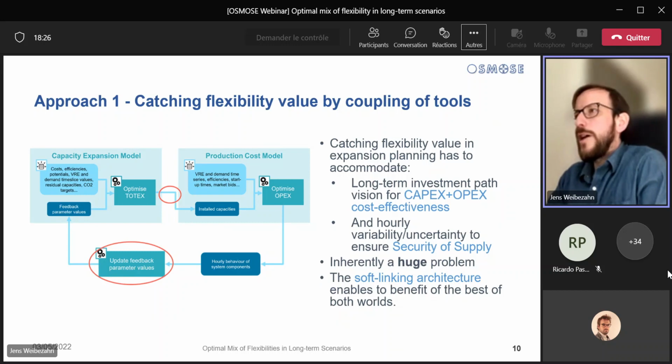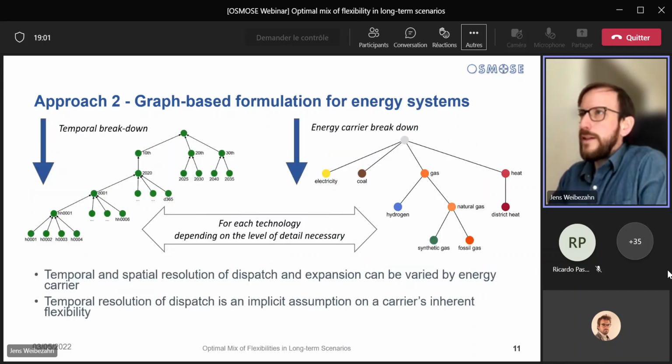And then we check the outcome of this capacity expansion model in a production cost model with hourly data and also with variability and uncertainty attached to see whether security of supply criteria are fulfilled. This is what we call a soft linking of the two models. And this basically enables us to use the benefits of the best of both of those worlds. And there is a feedback loop, so we need to do this a couple of times over and over again until the solutions converge.